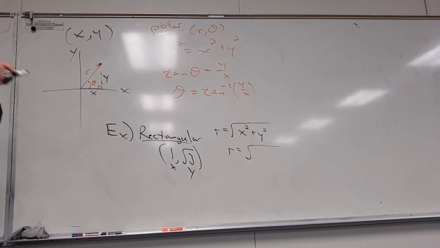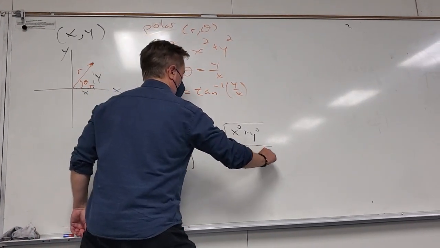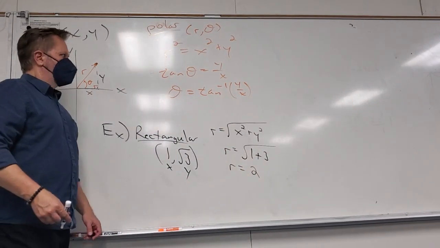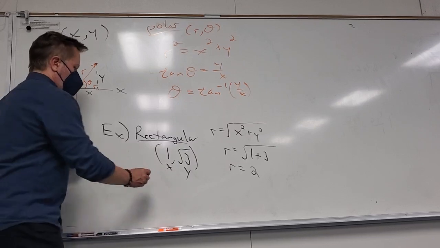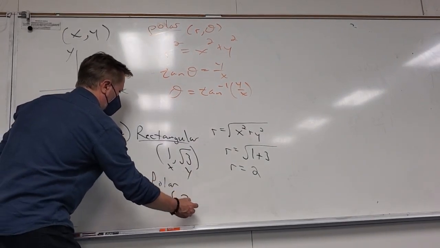What do you get there? 2. Yeah, you get 1 squared plus the square root of 3 squared, which is 3. Square root of 4 is 2. So this point rectangular, so far it's this point polar.